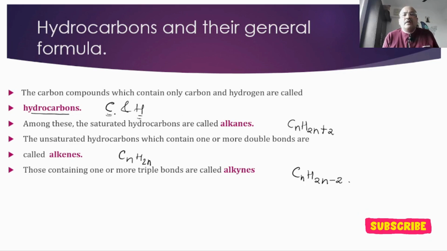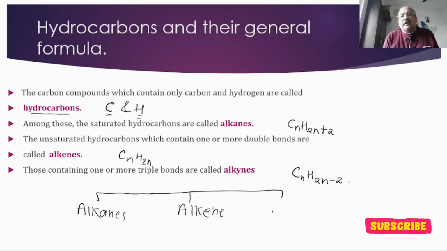Now hydrocarbons are divided into what? They are classified into alkanes, then alkenes and alkynes. Now what are these alkanes, alkenes and alkynes?